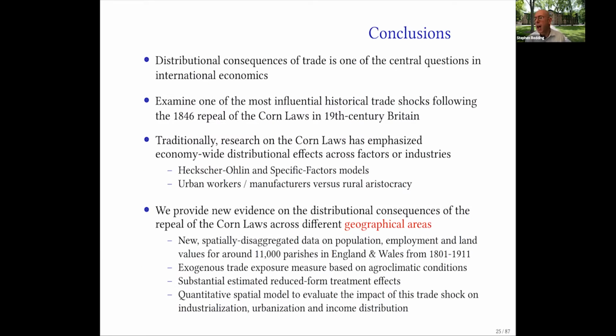We looked again at the distributional consequences of trade shocks, focusing on the distributional consequences across geography. We showed we find large distributional impacts of this grain invasion in the second half of the 19th century, using our exogenous measure of exposure to the grain invasion. And then we combine that with a quantitative model to interpret the movements in population and the changes in land values. And I should stop there, which I think is exactly on time, to leave time for Doug, my discussant.